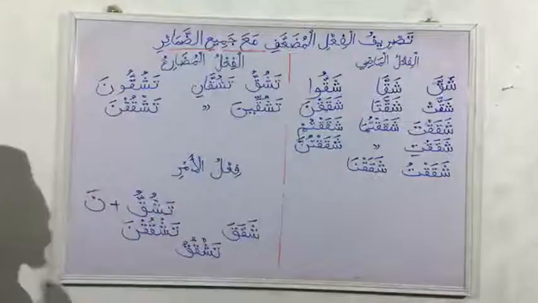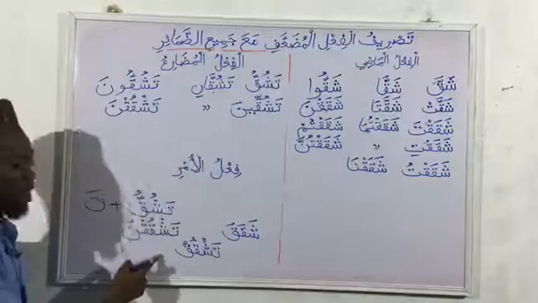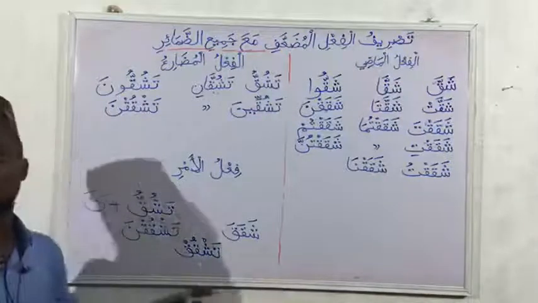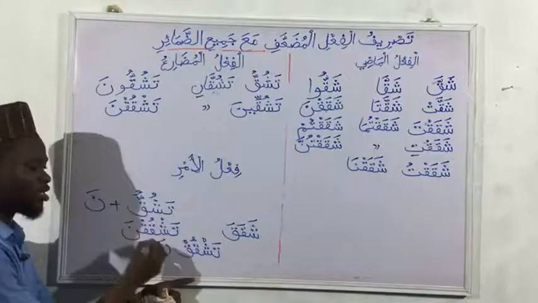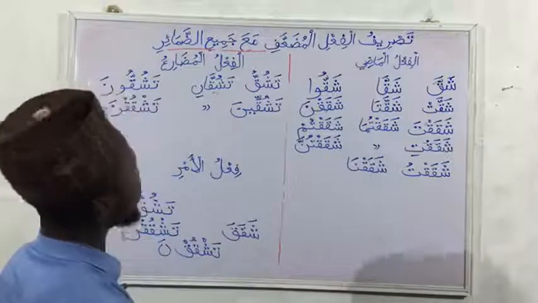Tashkuku is what we have. We want to add Nunu Niswa. Nunu Niswa has to give this one Duma. That is how we come about Tashkuk, then Nunu Niswa, Tashkukna. So that is that for the Mukhotob.